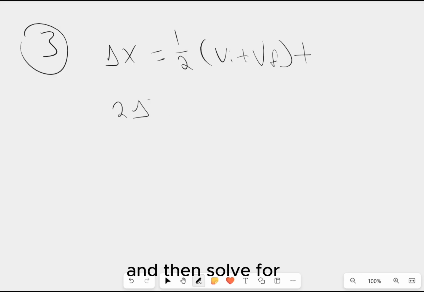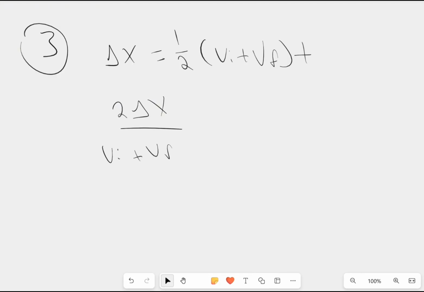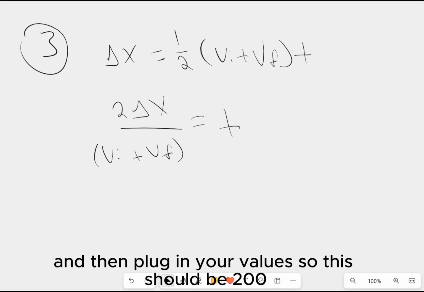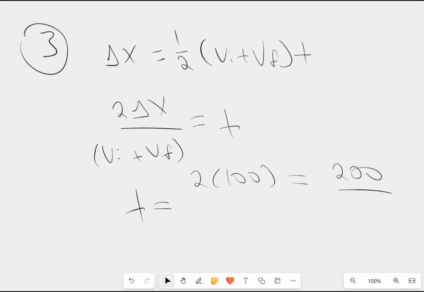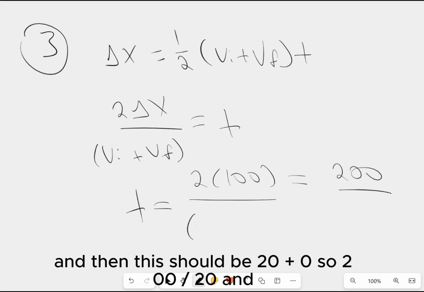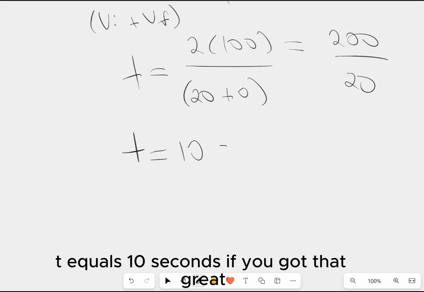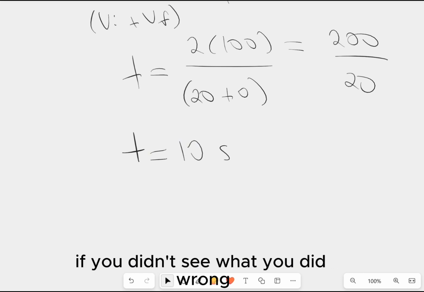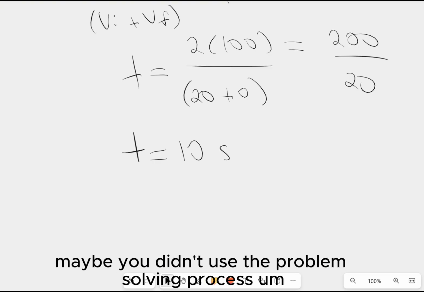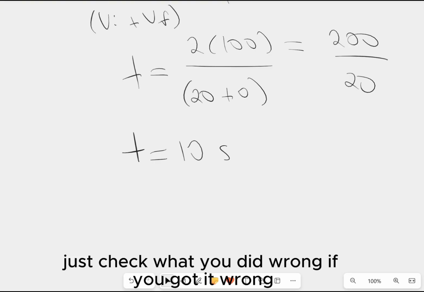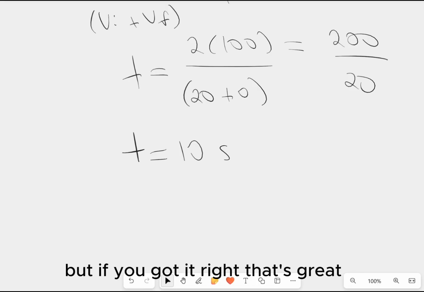And then solve for t, and then plug in your values. So this should be 200, and then this should be 20 plus 0. So 200 divided by 20, and our time should be 10. T equals 10 seconds. If you got that, great. If you didn't, see what you did wrong. Maybe you didn't use a problem-solving process. Just check what you did wrong if you got it wrong, but if you got it right, that's great.